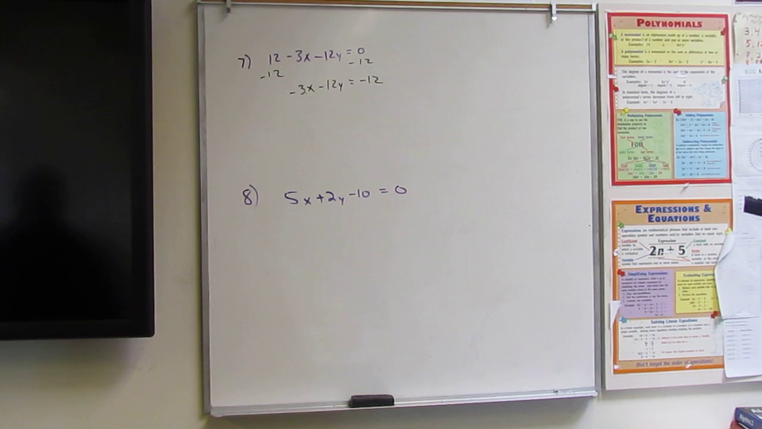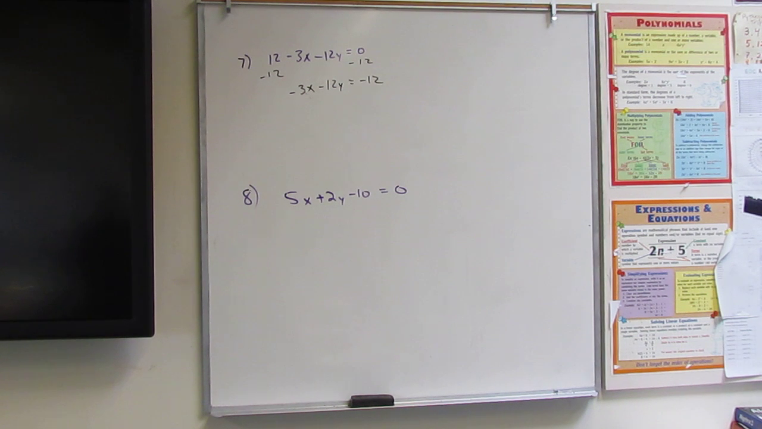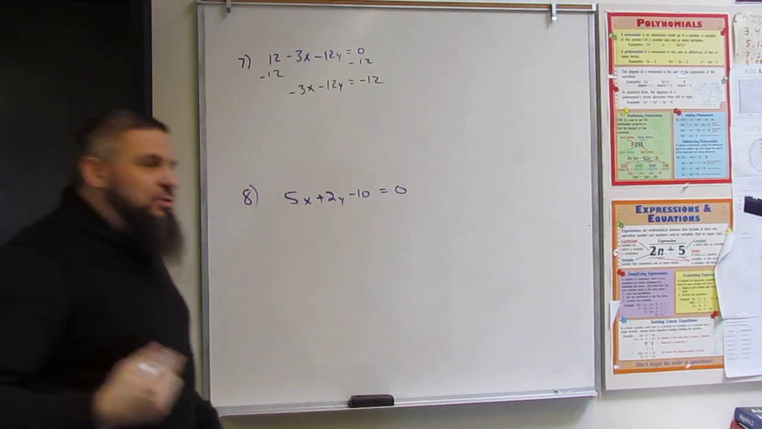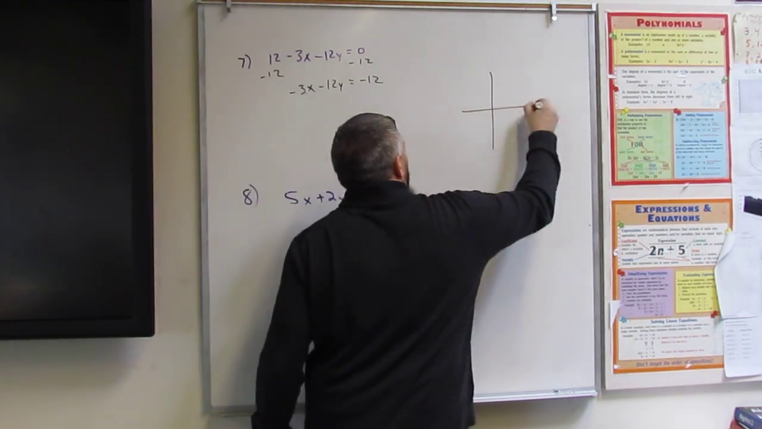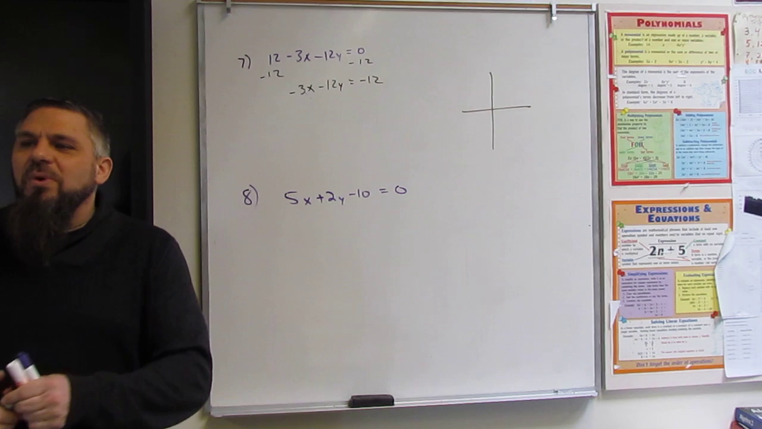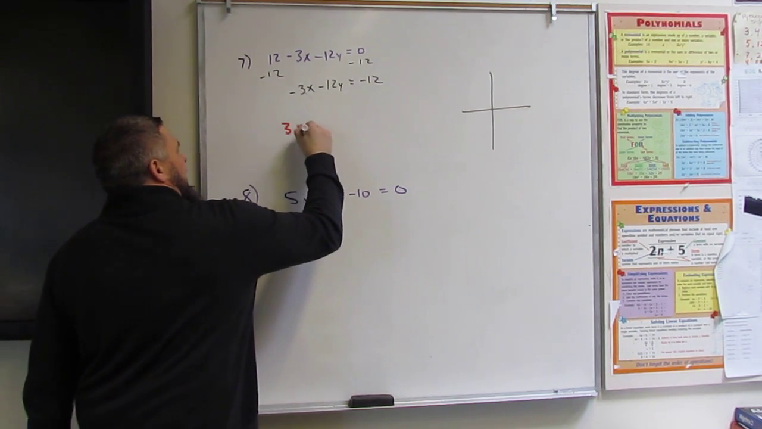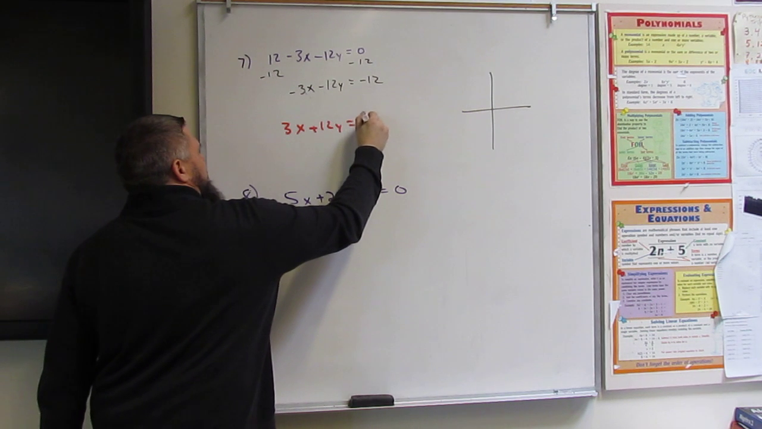Does this look familiar? Is this in standard form? This is not standard form. They just want us to graph it. They didn't say put it in standard form. I'll show you the difference, and you tell me what the difference is. This is standard form: 3x plus 12y equals 12.